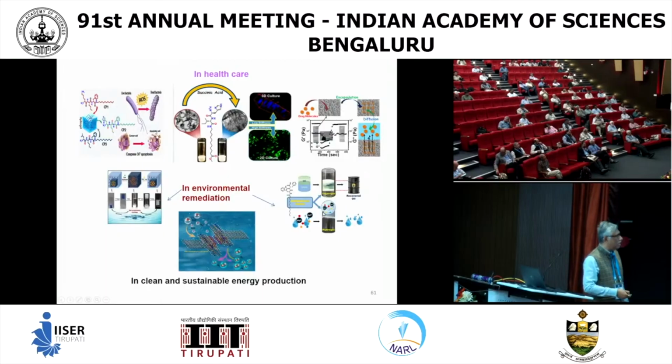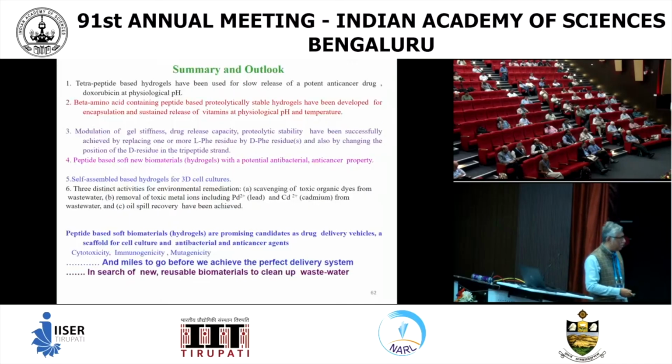And I can summarize these things. In healthcare, I have used antibacterial and anticancer peptides. We can use these peptide-based materials for 3D and 2D cell cultures and drug delivery. In environmental remediation, we can use these things for removing toxic organic dyes and toxic metal ions. And metallogels have been used for water splitting.